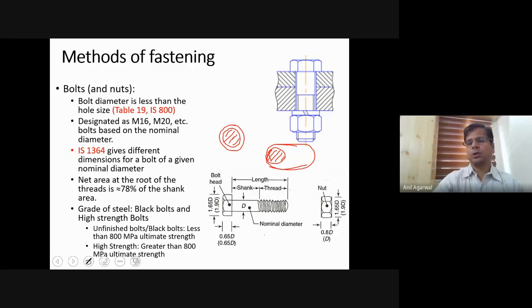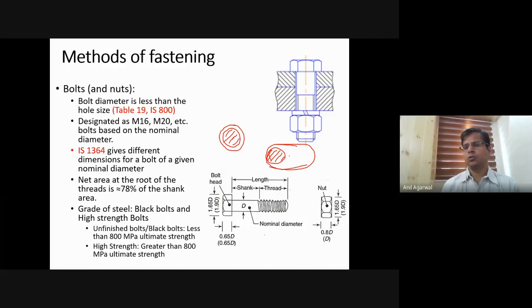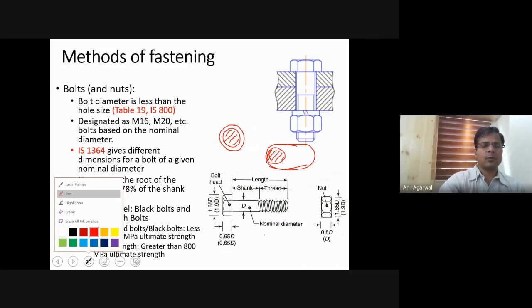Okay, so the slot diameter is fixed, the length can be varied, so you may have a short slot or a long slot, and clearance in the length of the slot. That much clearance is required in the length of the slot, 4 millimeter, 6 millimeter, and so on. Sometimes slots are also used to allow more freedom, to make space for the bolts to move around, so that you don't have so much trouble providing the fit.